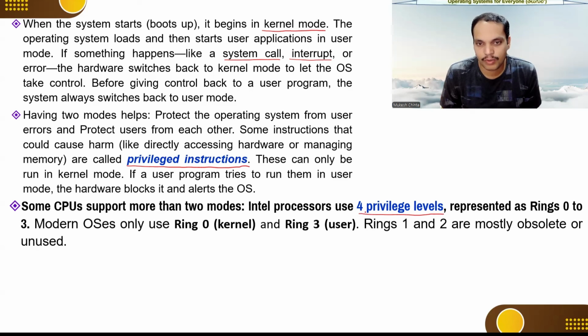So the Intel processors we use employ 4 privilege levels, and they are represented as rings 0 to 3: 0, 1, 2, 3. So ring 0 is kernel and ring 3 is user. Rings 1 and 2 are mostly obsolete or unused as of now.